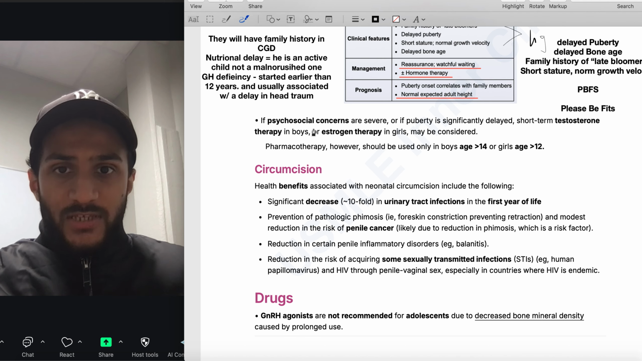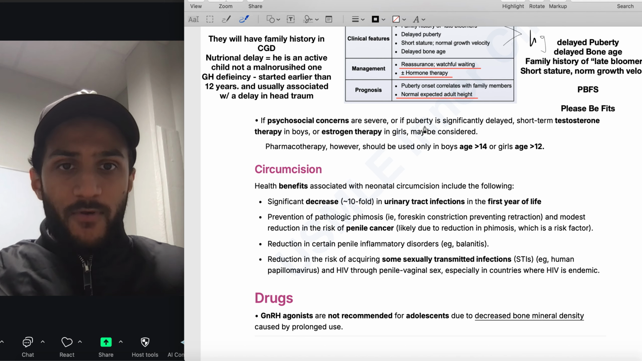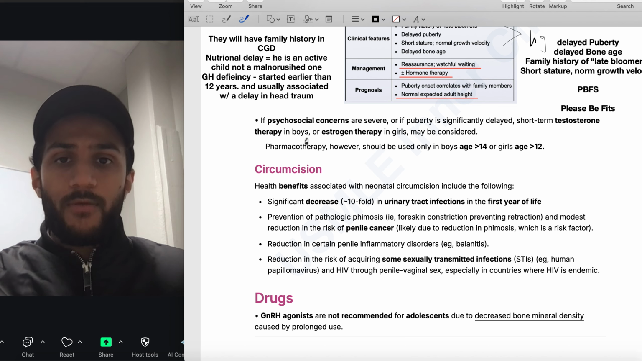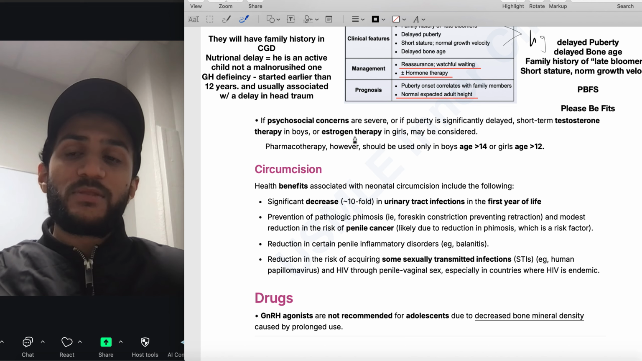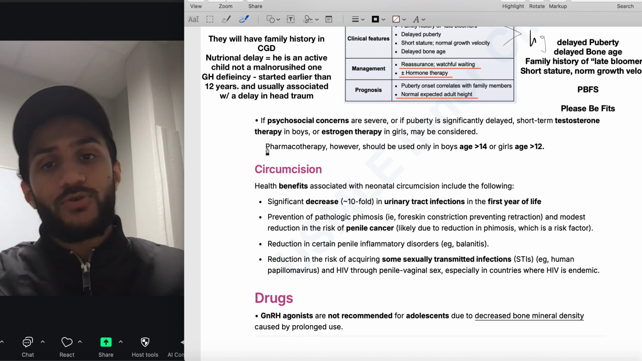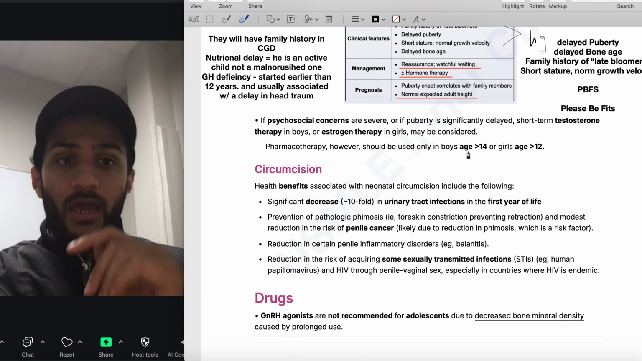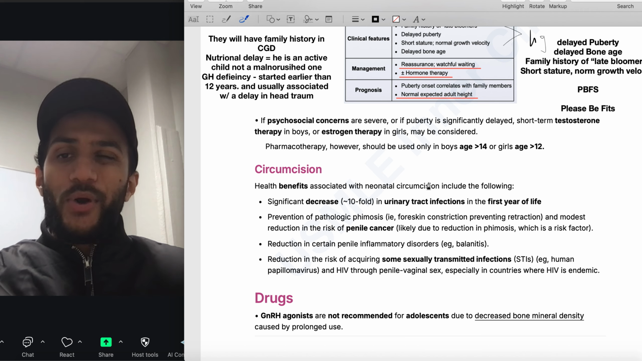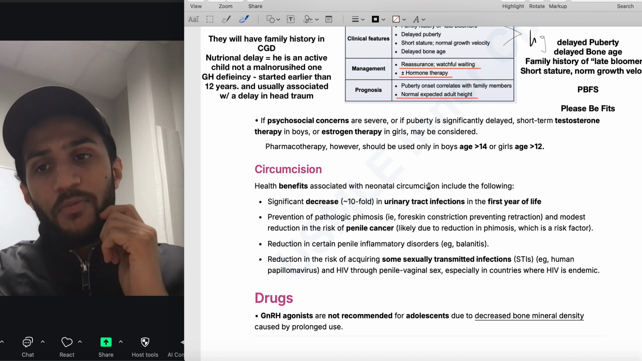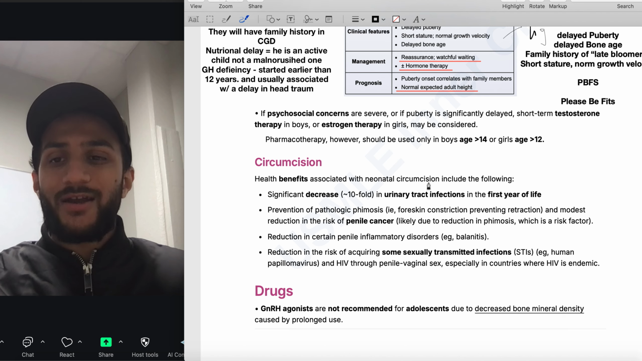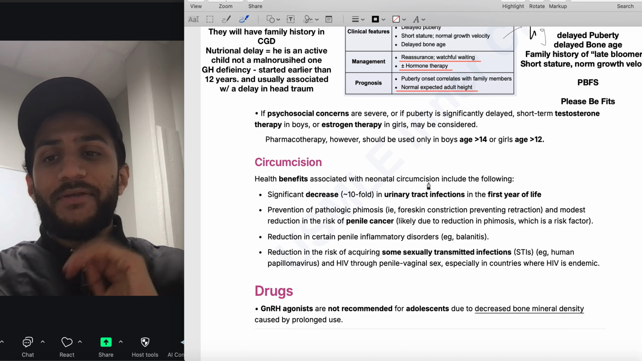If psychosocial concerns are severe, or if puberty is significantly delayed, short-term testosterone therapy in boys or estrogen therapy in girls should be considered. Pharmacotherapy, however, should be considered in boys above 14 and girls above 12. Boys, to be honest, they take their time to reach puberty, so we give them some time, 14. Girls reach puberty pretty quick. They start around 8 years old. Boys start around 9, so girls are a little bit earlier on.